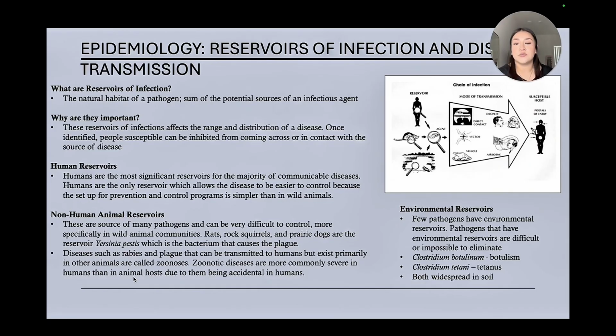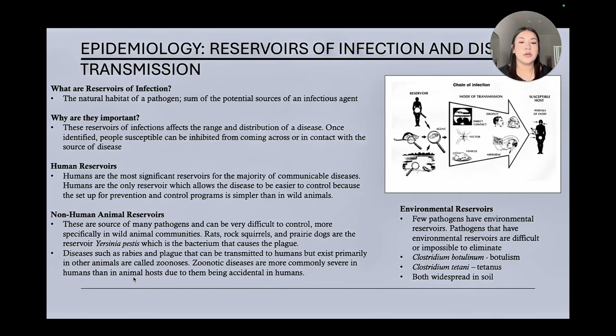So diseases such as rabies and the plague that can be transmitted to humans but exist primarily in other animals are called zoonoses. Zoonotic diseases are more commonly severe in humans than they would be in animal hosts due to humans being accidental hosts.